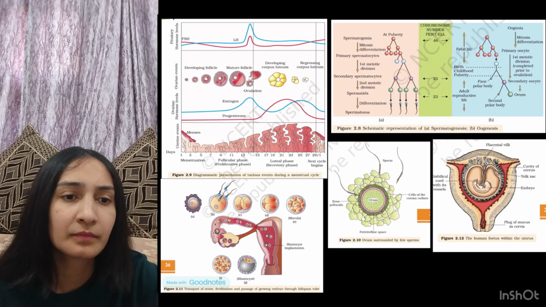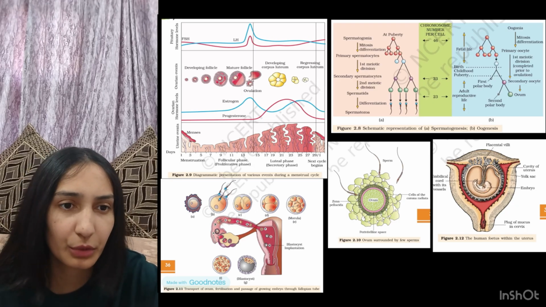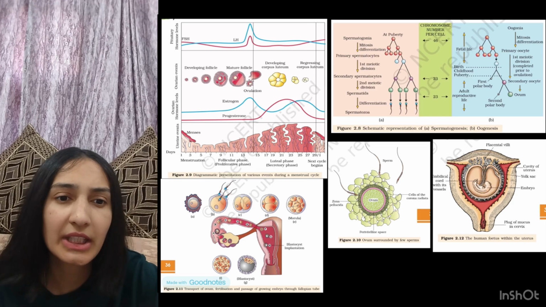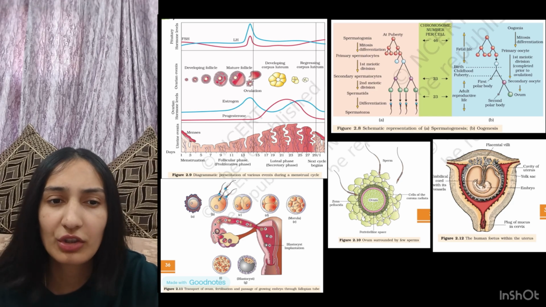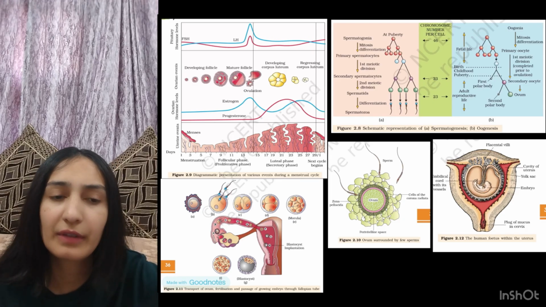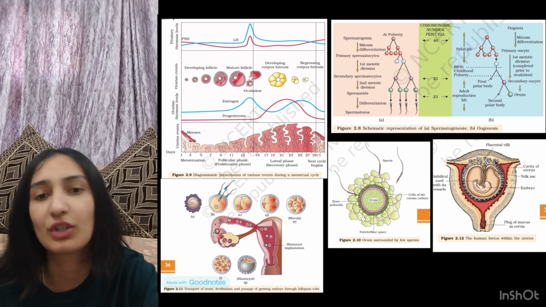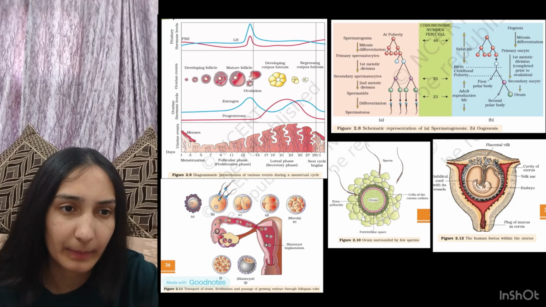Then in figure 2.8 it shows a schematic representation of A, that is spermatogenesis, and B, oogenesis. Very important question. You need to see that at puberty, spermatogonia, we have mitosis differentiation which leads to primary spermatocytes, and then we have first meiotic division which leads to secondary spermatocytes, then we have second meiotic division which leads to spermatids, then the differentiation which leads to spermatozoa.